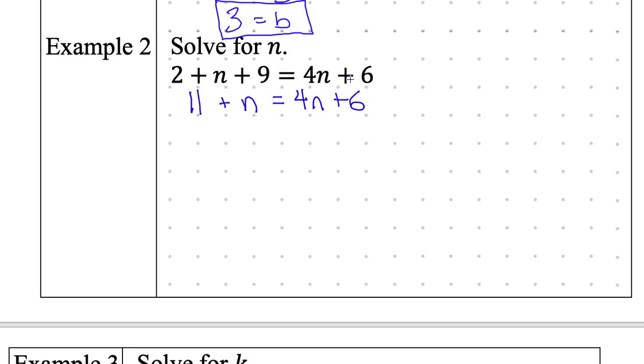All right, what am I going to do to both sides after simplifying? I see one hand. I see 2 hands. Yes, Hugo. Minus n. On both sides, there it is. And what is my new equation after I subtract n on both sides, Hugo? 11 equals 3n plus 6. There it is. Yeah, thank you.